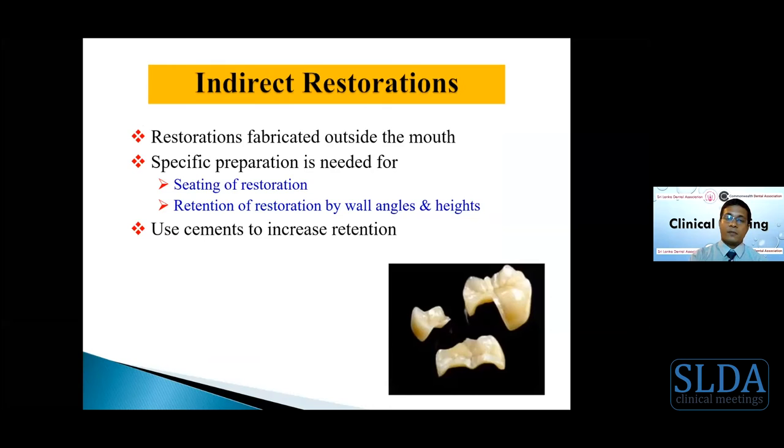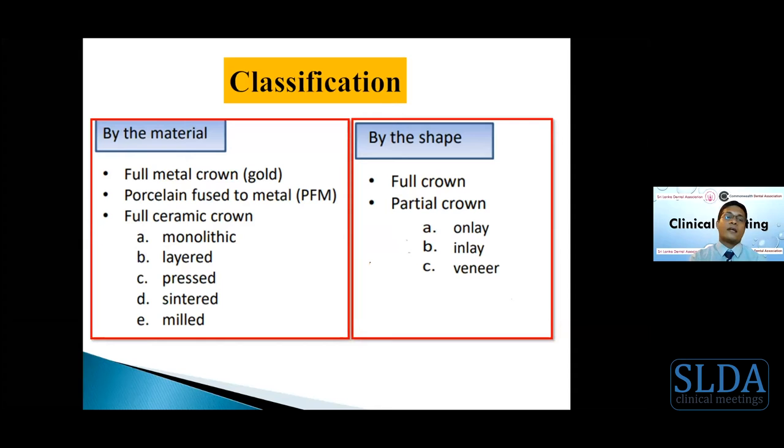Classification. Indirect restorations can be classified either by the material used to fabricate the crown or by the shape of the indirect restoration. If you go by the material, it can be further categorized into full metal crowns, porcelain fused to metal, and full ceramic crowns. If you go by the shape, it can be categorized into two major categories: full crowns and partial crowns. So onlays, inlays, and veneers are described under the partial crown category.